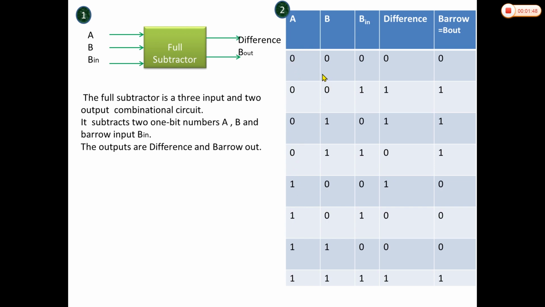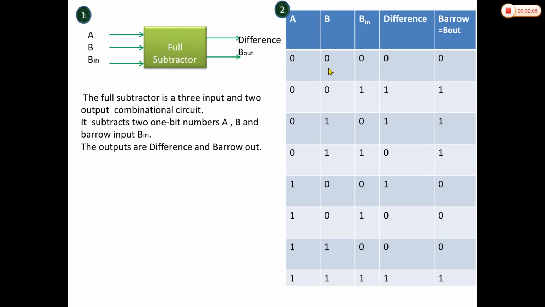Inputs are 3 bits, so the possible inputs are from 0, 0, 0 to 1, 1, 1. Here we write all the possible inputs, that is 0, 0, 0, 0, 0, 1 up to 1, 1, 1. Let us see the difference and borrow out. That is 0 minus 0 equal to 0 and 0. Here 0, 0, 1: 0 minus 0 equal to 0 and 0 minus 1, we cannot subtract 1 from the 0. So we have to take the borrow 1, that is borrow 1. When you take the borrow 1, that will be 1, 0.